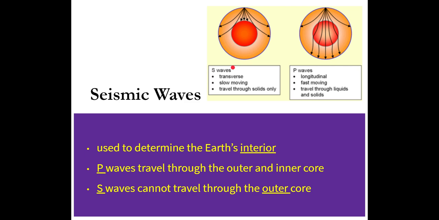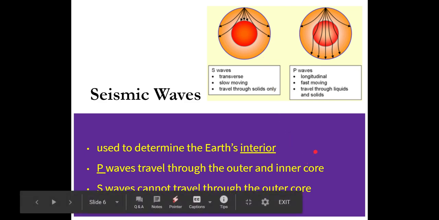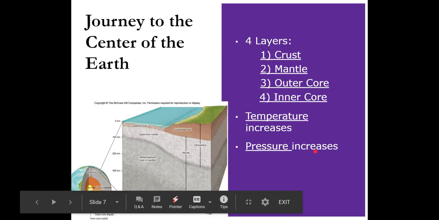Whereas S waves are very slow moving. They are not as fast as the primary waves because the S stands for secondary waves. They're slow moving and they can only travel through solids. So as you can see, it bounces off of the outer core. Why is that important? Because the outer core is liquid. So it bounces off or stops at the outer core. It cannot travel through the outer core because the outer core is liquid. So that's how we know what's on the inside.